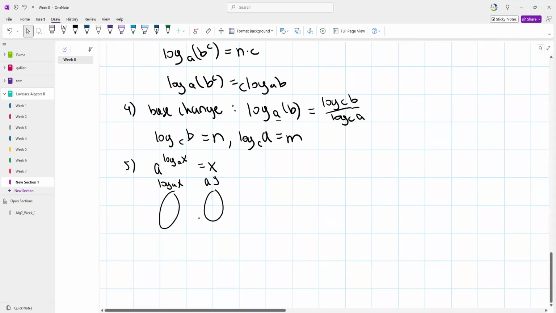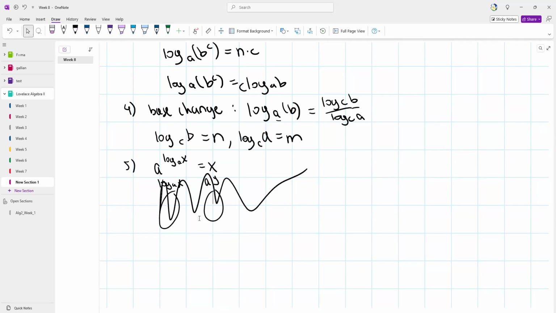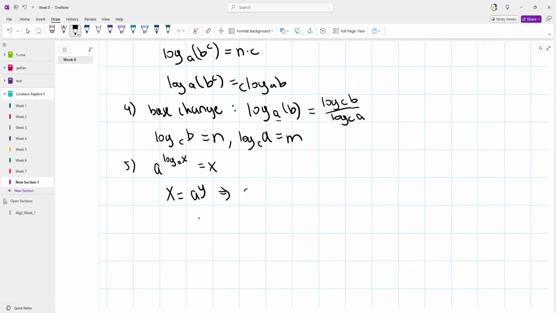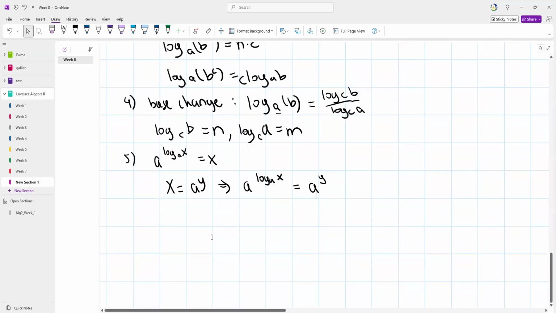So what we're doing right now is taking a number x. If you write x is equal to a to the power of y, then you get y is log a of x. Or wait, shoot, there should be a to the power of y. So then you get a to the power of log a of x is equal to a to the power of y by definition. You can see how it cancels out, because we said earlier that exponents and logs are kind of like inverse functions.